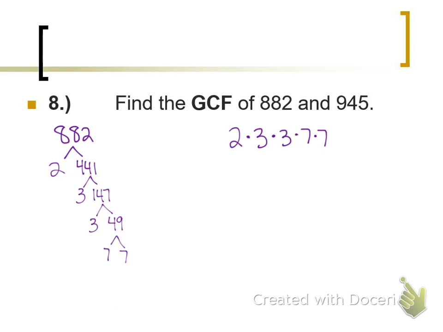Questions about that part of it? I still need to make my factor tree for 945. So now I'm going to have 945, and I need to break that down. What is something that is definitely divisible by? 5 is one of the options. Definitely divisible by 5. What do we get if we divide it by 5?